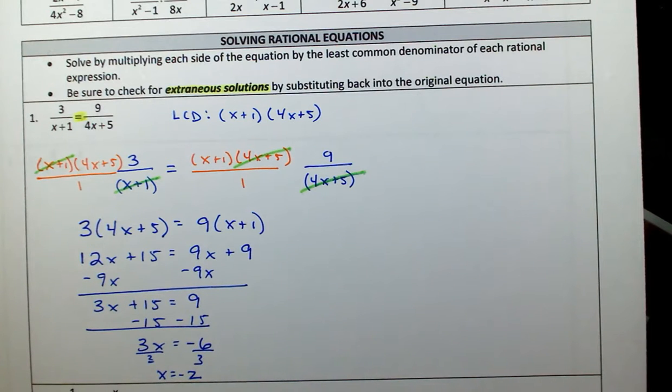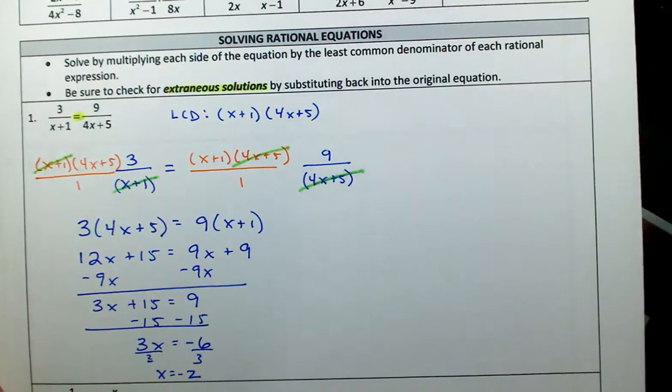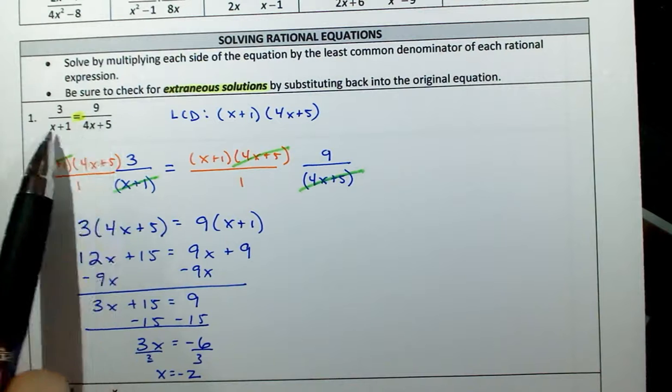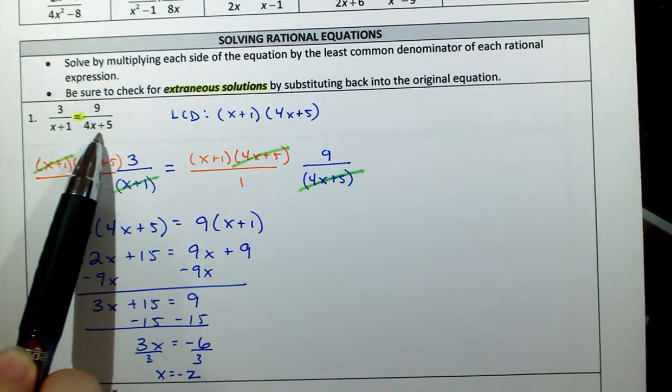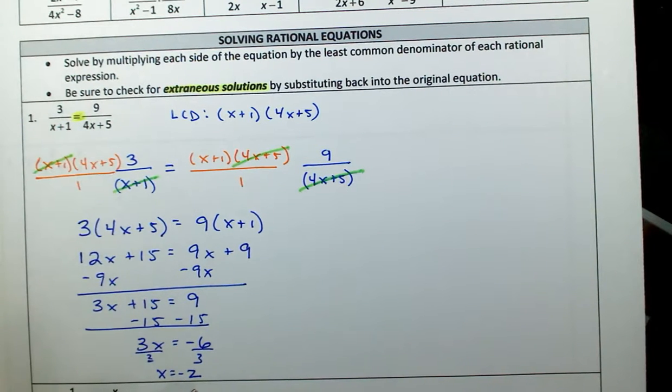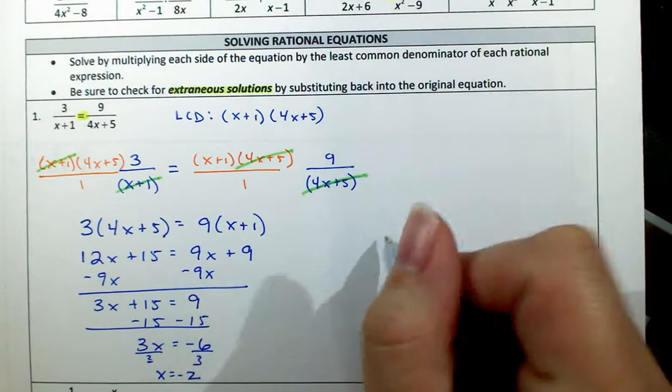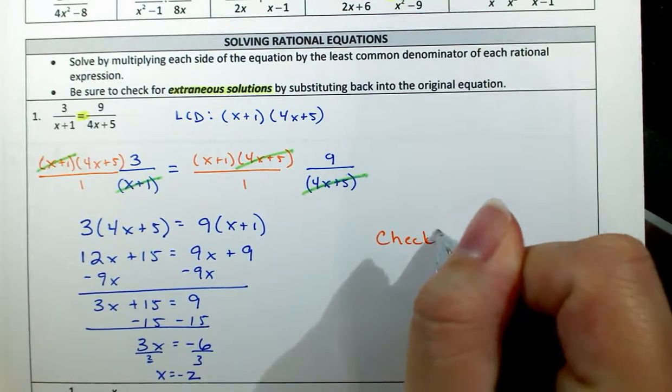So we're going to check for two reasons. We're going to check to make sure we didn't do anything wrong mathematically. But more importantly, we're going to make sure that this does not end up being an issue in our graph. Now, it really shouldn't be, because if I look at my denominators, the excluded values here would be negative 1 and negative 5/4. And that's not negative 1 or negative 5/4. But just to make sure, we're going to check it.